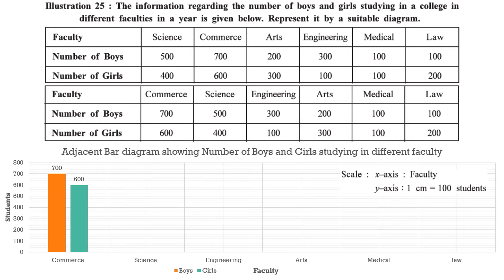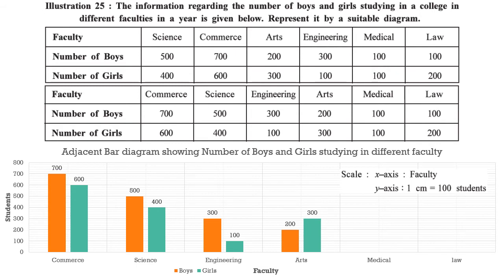Science, the number of boys are 500 and the number of girls will be 400. Engineering, it is 300 and just 100. Then arts, 200 and 300, the girls are more. Medical, 100 and 200.